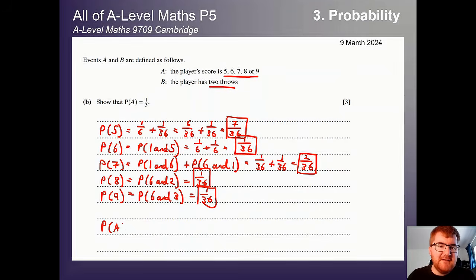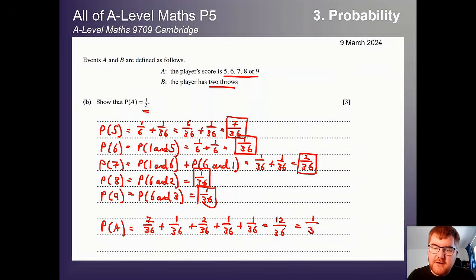So for the probability of A, we've got 7 out of 36, 1 out of 36, 2 out of 36, 1 out of 36, and 1 out of 36. We add those together, we get 12 out of 36, and voila, we do get the fraction of 1 over 3 when we simplify. Great feeling, we've got those 3 marks in the bag, and we can definitely make sure that we have that good understanding there.